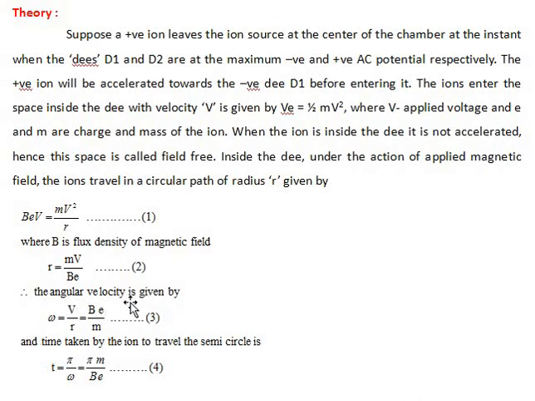Therefore, the angular velocity is given by omega is equal to v divided by r. Substituting the value of r from the above equation, it becomes Be divided by m. The time taken by the ion to travel the semicircle, T, is equal to pi divided by omega. Substituting the value of omega from this equation, it becomes pi times m divided by Be. Call this equation number 4.